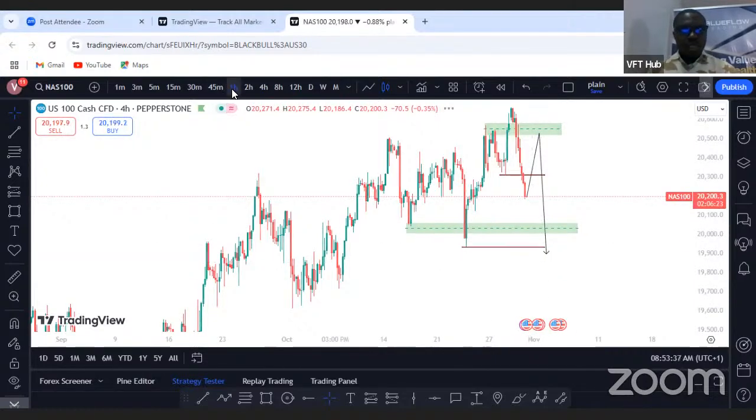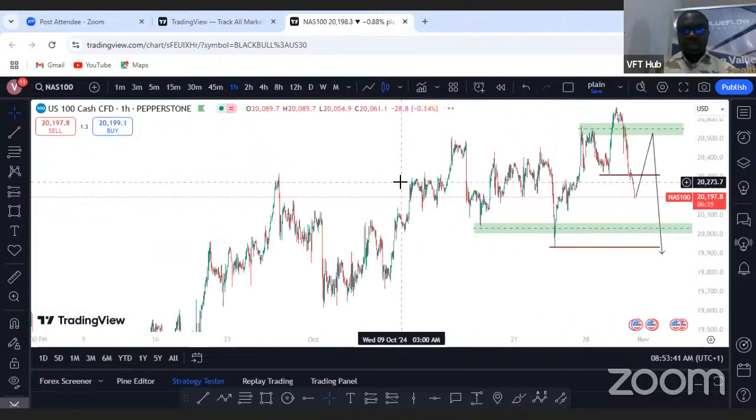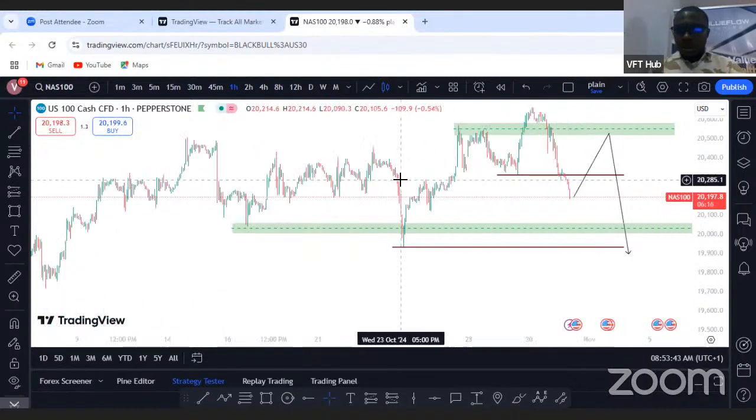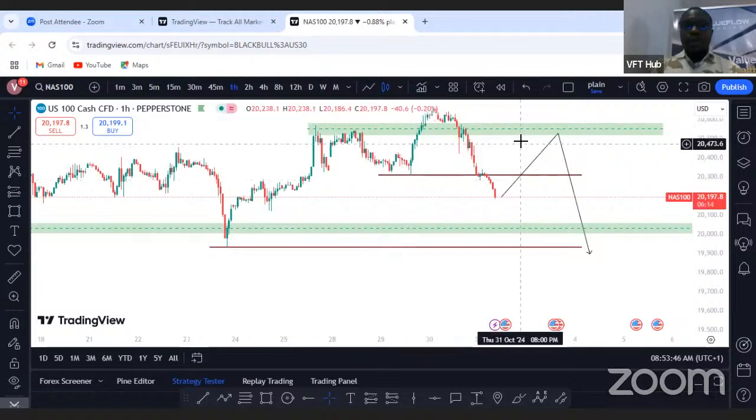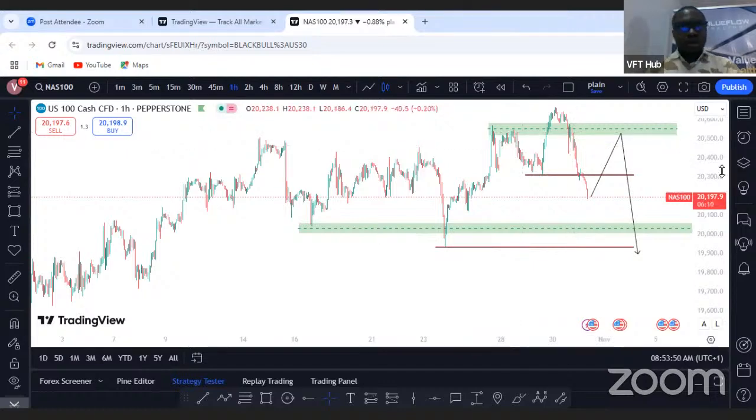Let's look at 1 hour. If there's something interesting there on the 1 hour, it's almost the same thing, right? And then I just expect that when price comes here, we're going to engage the market from there. It's going to make a lot of sense.